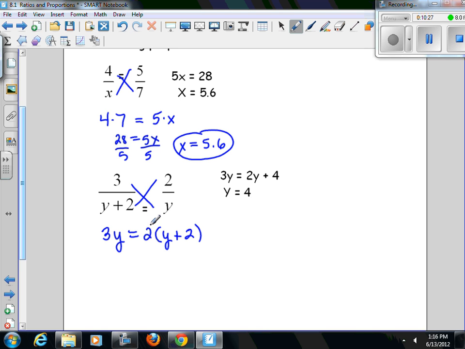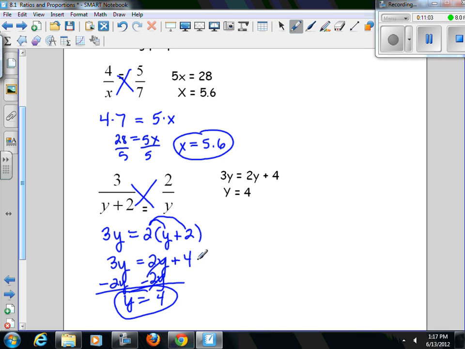Now to get rid of those parentheses, so we can get ready to solve this equation, we're going to distribute. So we're going to say 2 times y is 2y. 2 times 2 is 4. So we have 3y equals 2y plus 4. We want to get all the y's on the same side. So you see this is what we had up here. 3y equals 2y plus 4. So we're going to subtract 2y from each side. So I have y equals, the 2y's cancel, and I have y equals 4.